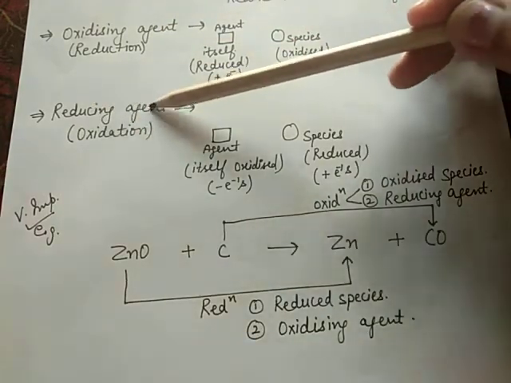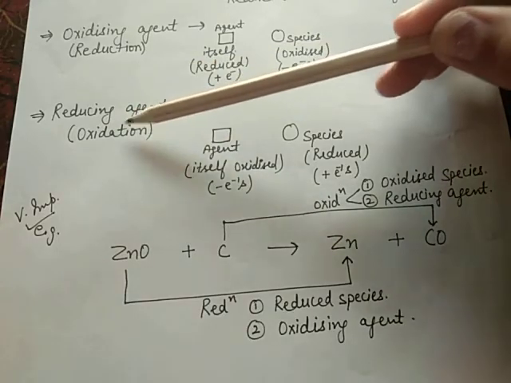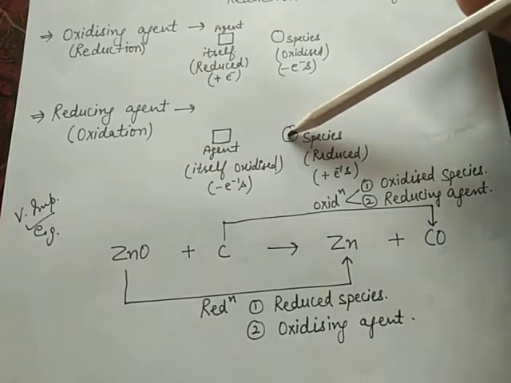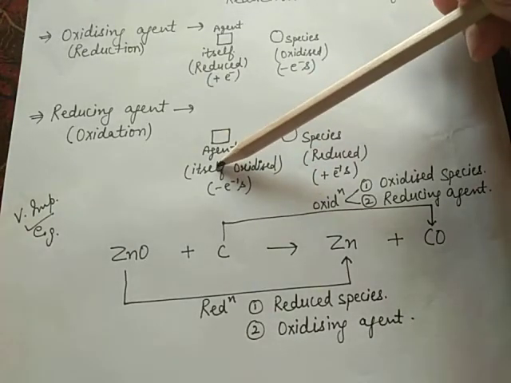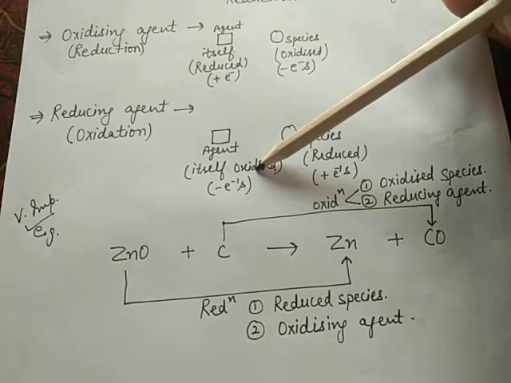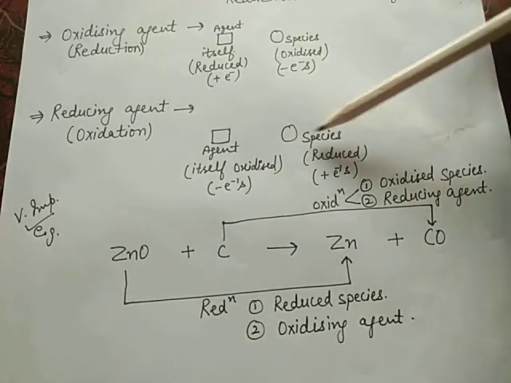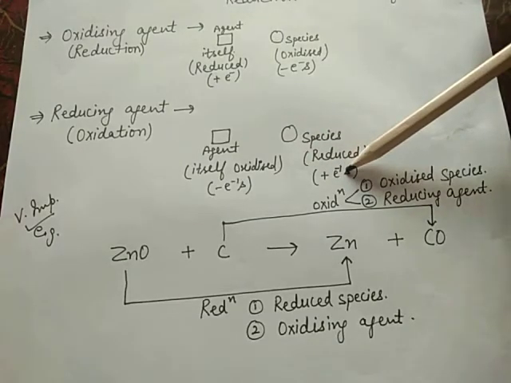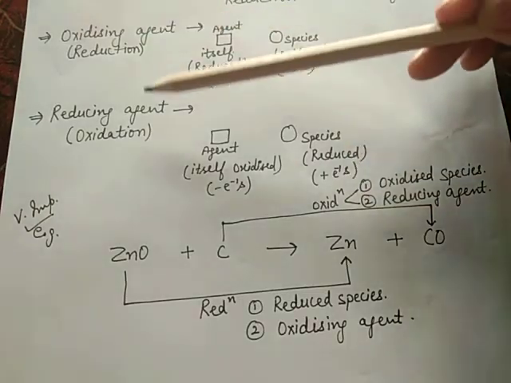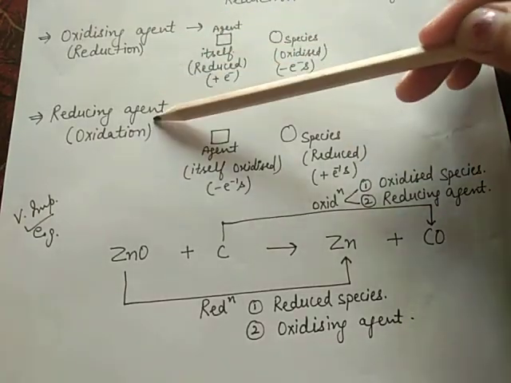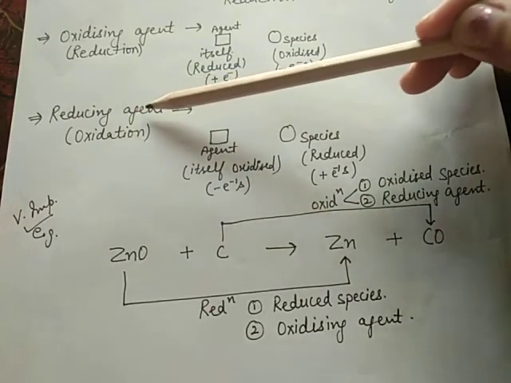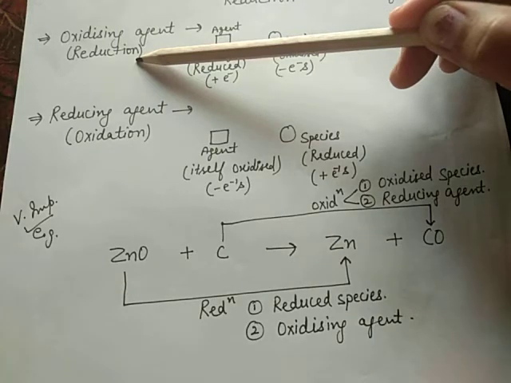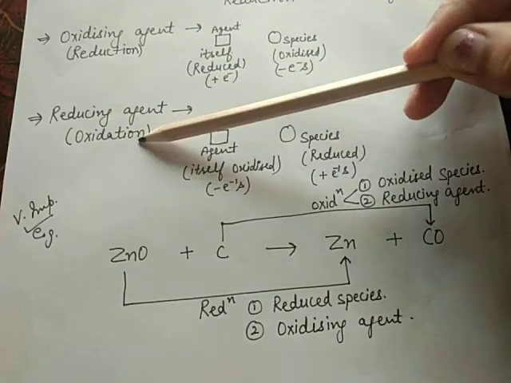In case of reducing agent, means those which show oxidation. Suppose this is agent, this is species. This agent itself undergoes oxidation, means loss of electrons, but it reduces the species, that is the gain of electrons. Oxidation and reduction terms are different. Here oxidizing agent is a reduction, but reducing agent is an oxidation.